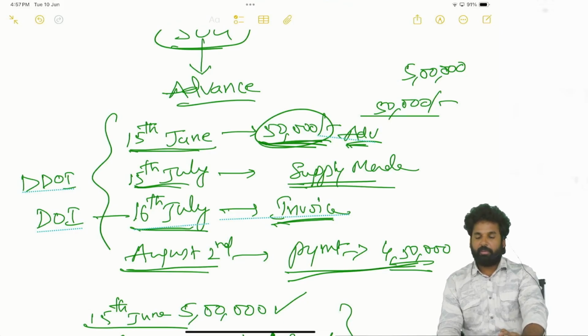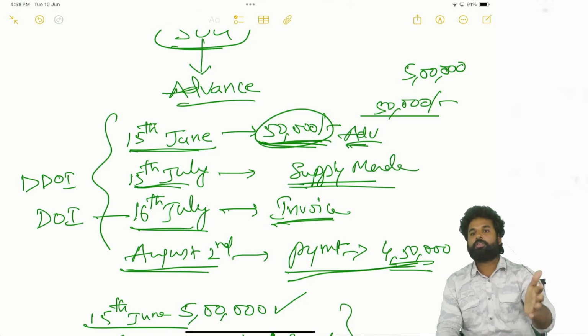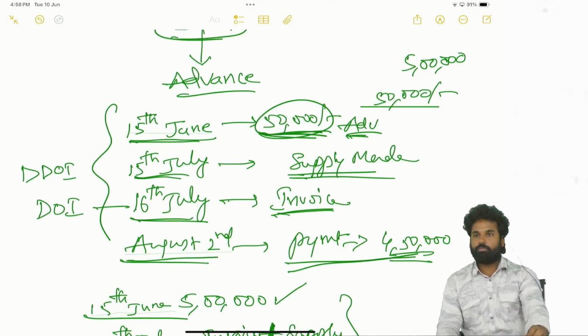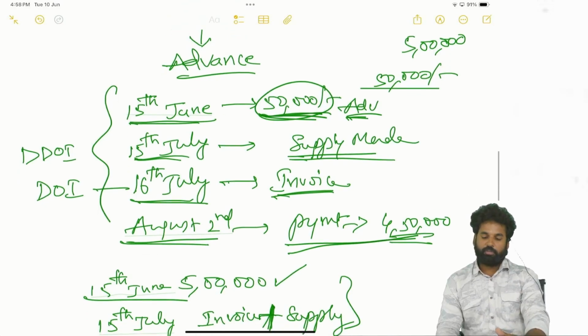Okay, when the supply is made on 15th July, it means the invoice shall be issued on or before 15th July. On 15th July or before 15th July you can issue invoice. Now you are issuing invoice on 16th July. Whether it is correct? It is not correct, because the due date of invoice is over, expired. So now, what is the time of supply here in this case?